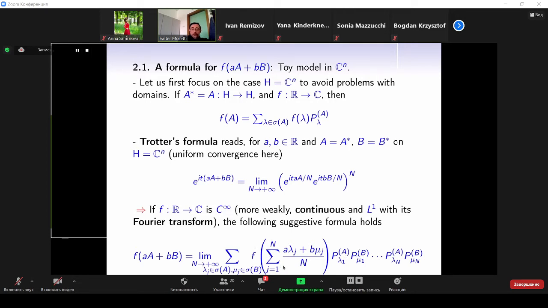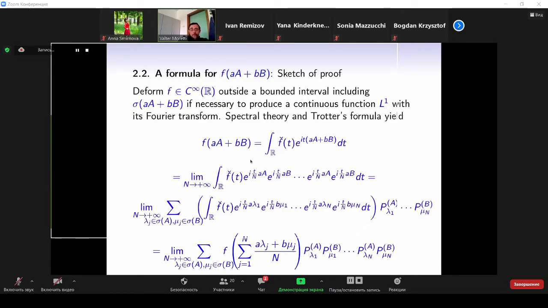This formula is very suggestive because you see that here the average value of this linear combination of eigenvalues of the operators A and B takes place. And we have to consider the limit for n tending to infinity. Okay, so this is in practice our formula.